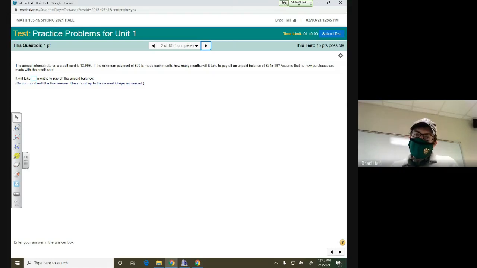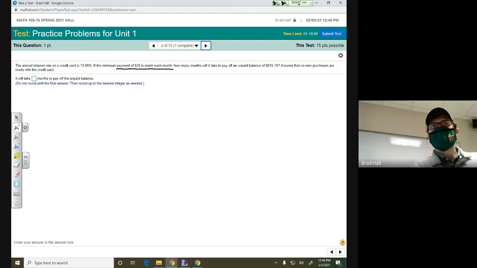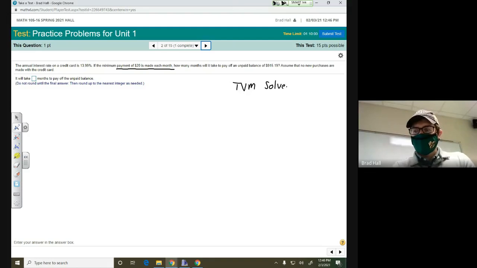So there's an interest rate. Well, every section has an interest rate. Minimum payment of $20 is made each month. What's that? It's that TVM solver thing. As soon as you see payment each month, that's an immediate indication this is the TVM solver. And as soon as you can figure out which one's which, that tells you there's a whole bunch of different values to solve for.